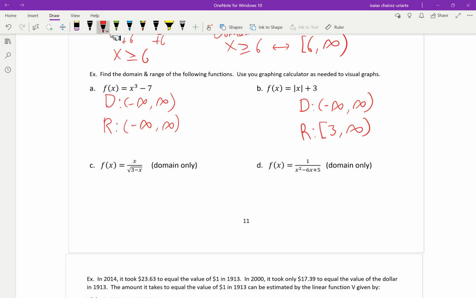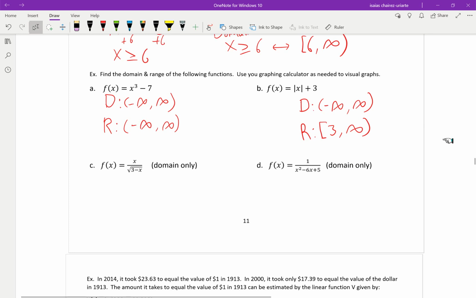Okay, so hopefully that's okay. Also, if you just know about these graphs before, then you just know that this is a cubic that's been shifted down 7 units. This is the absolute value function shifted up 3 units. And so you might be able to look at the graphs just by memory and a little bit of deduction.